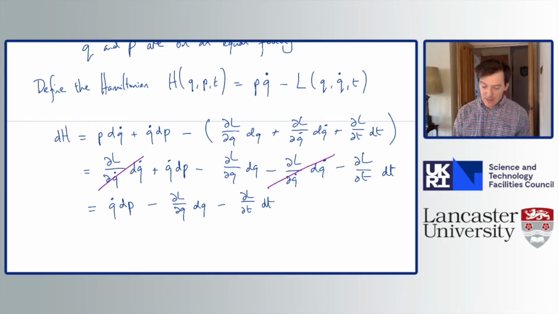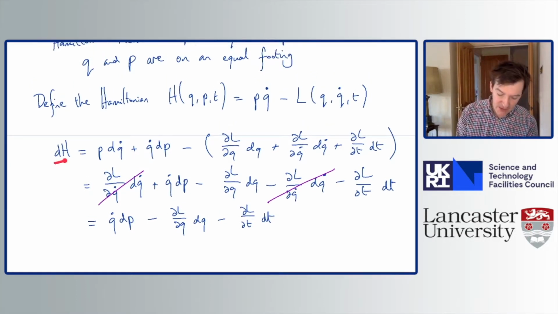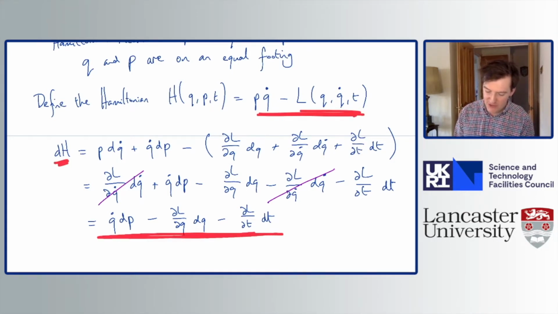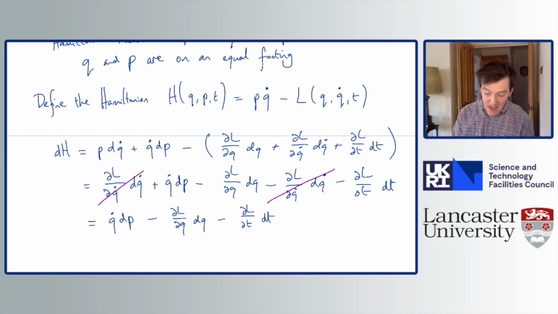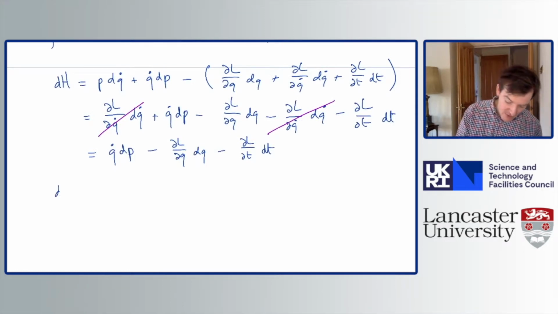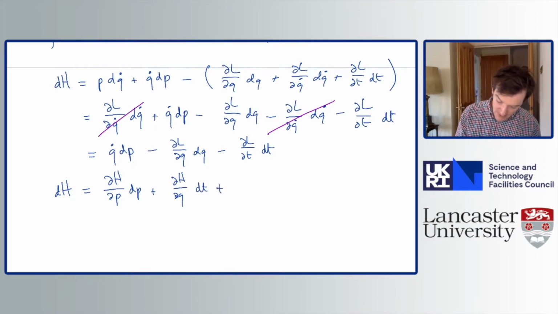Okay, so that's one formula we can find for dH. We've used our definition, this Legendre transformation, to find that dH must take this form. But we can also just write down what dH should be, knowing that it's a function of p, q, and t. In other words, we know that dH depends on dp, it depends on dq, and it depends on dt.